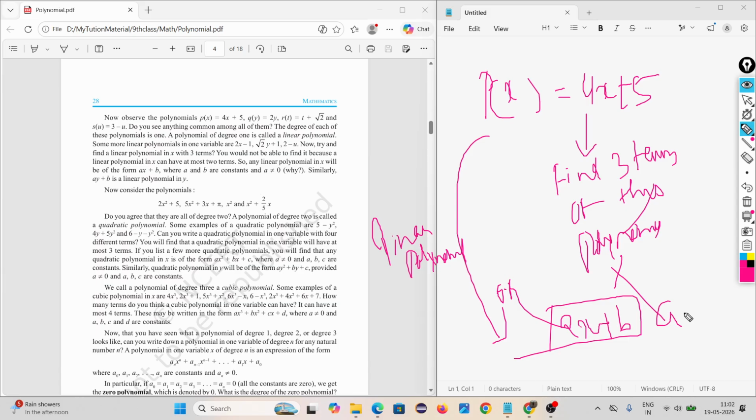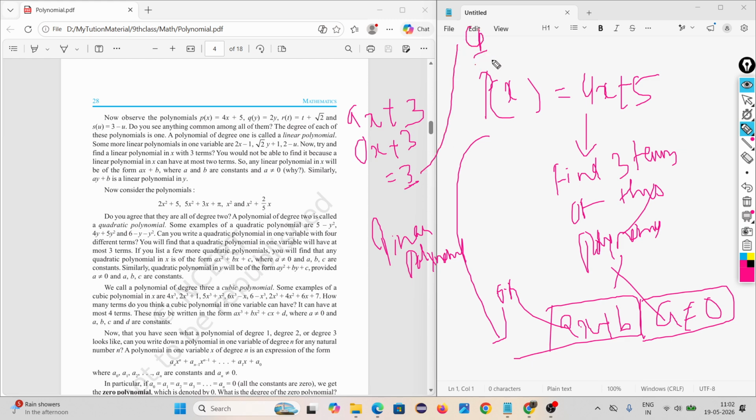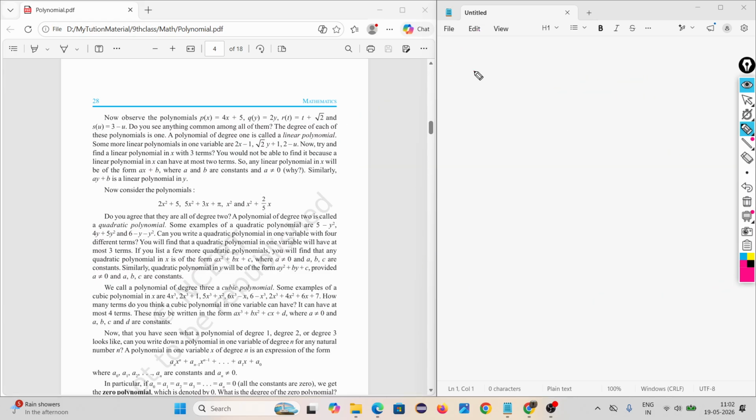ax + b where a does not equal 0. Why? Suppose there is an equation ax + 3. Here a is the coefficient of x and 3 is the constant. Suppose I put a as 0. Then it is converted into 3. 3 is not a linear polynomial. 3 is a constant polynomial.